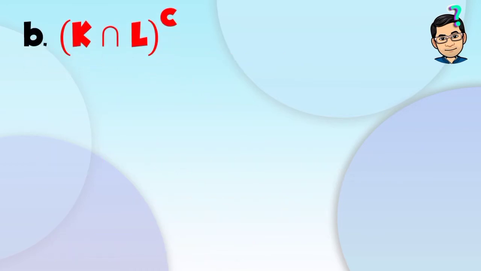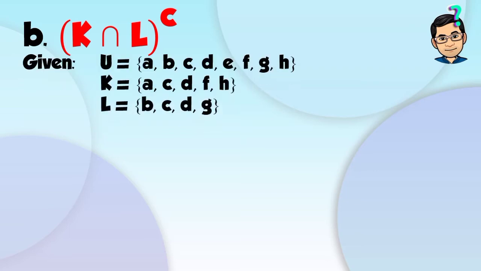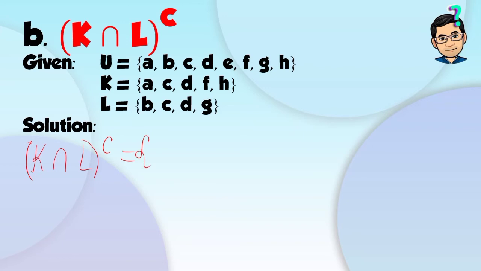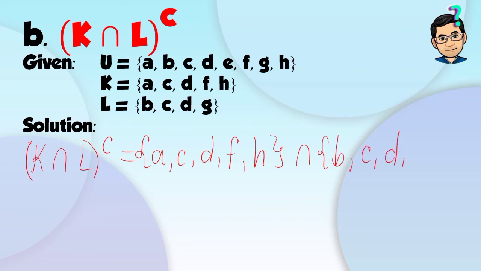So for our next example, we have the complement of the intersection of K and L. So kanina ang kinuha natin is yung union ng dalawang set na yan. So ngayon naman, intersection naman. Okay. First, list down the elements of K and L. So the elements of K, again, A, C, D, F, H. The elements of L are B, C, D, and G. Okay.